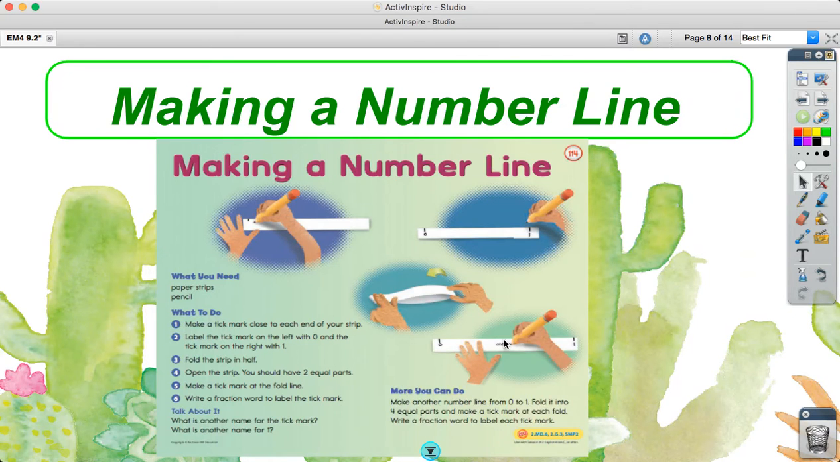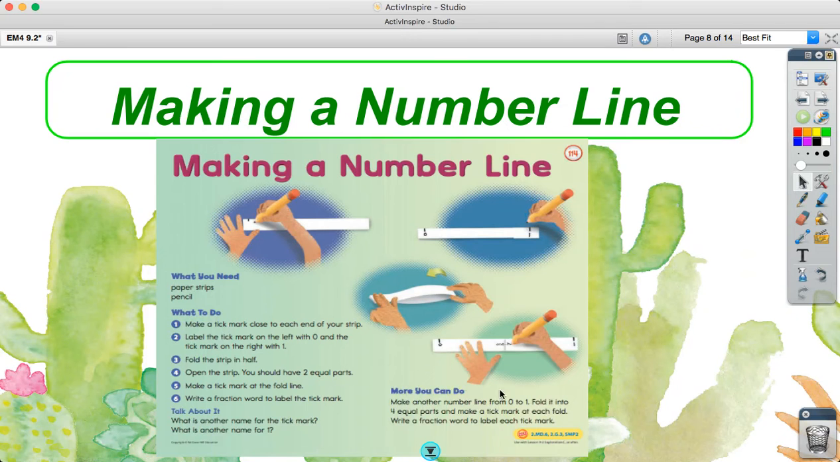What name did you write on the center tick mark? If you wrote 1/2, you're correct. What is another name for the tick mark? You could just say half. More you can do. Make another number line from 0 to 1. Fold it into 4 equal parts and make a tick mark at each fold. Write a fraction word to label each tick mark.